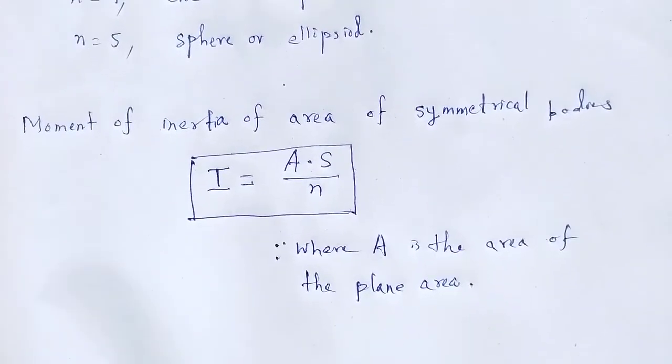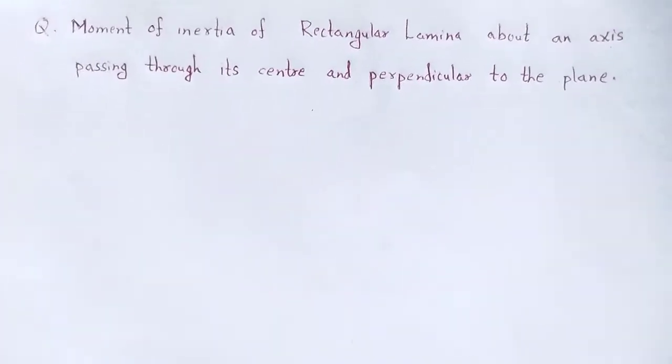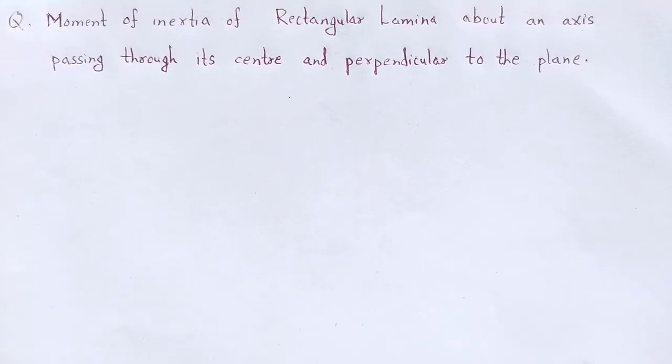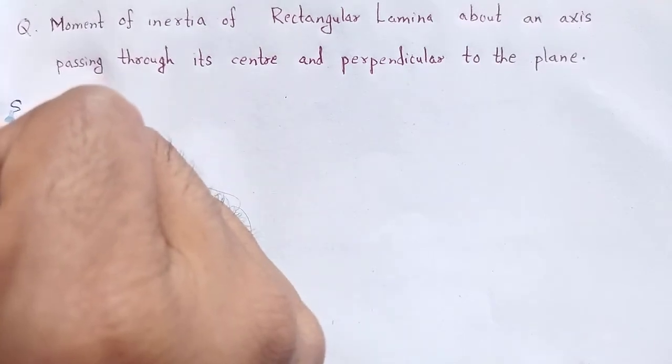We can use some examples to find the moment of inertia by using Routh's rule. Let the question be: moment of inertia of a rectangular lamina about an axis passing through its center and perpendicular to the plane. Solution: we can find the solution.